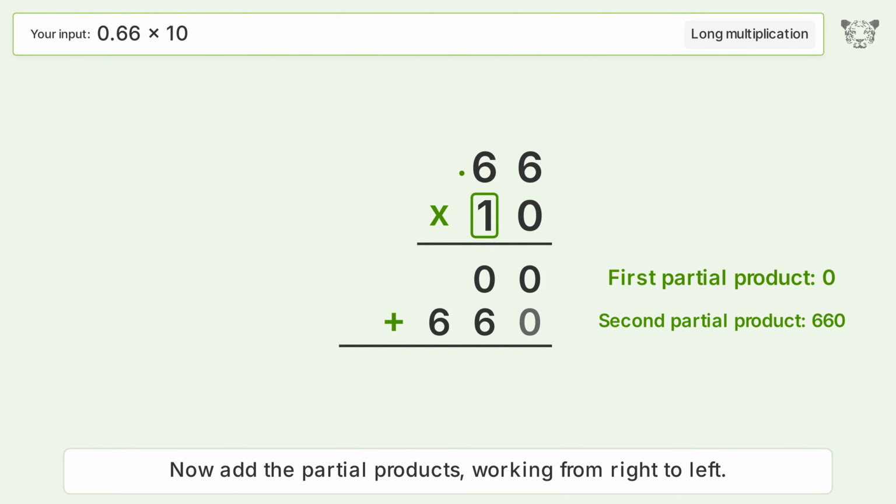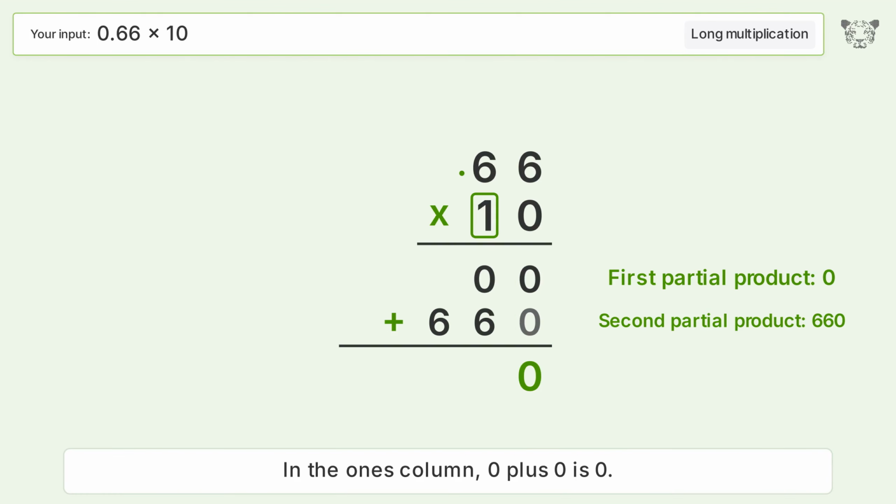Now add the partial products, working from right to left. In the ones column, 0 plus 0 is 0. In the tens column, 0 plus 6 is 6. In the hundreds column, bring down 6. The whole number product is 660.